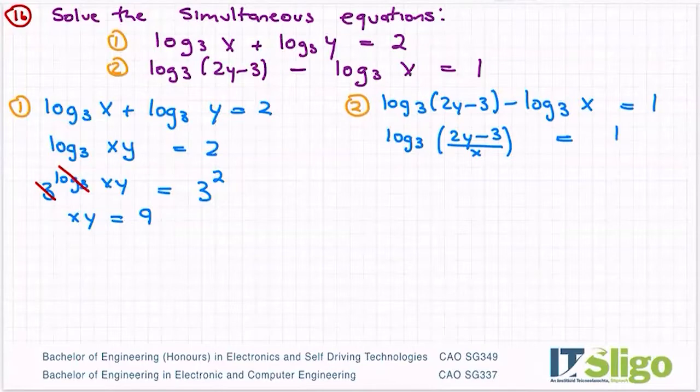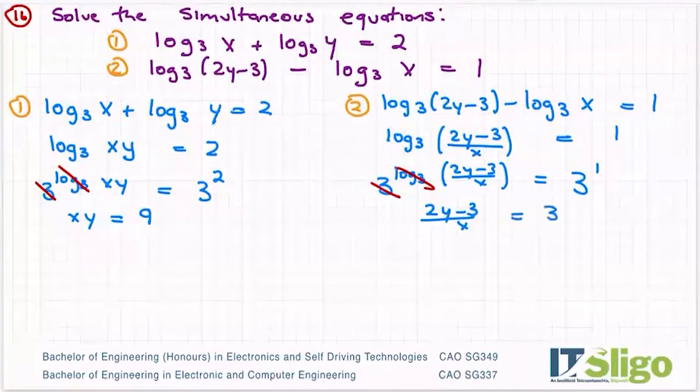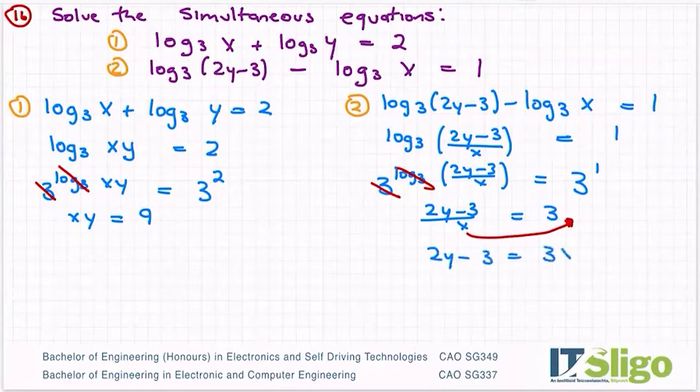Just like we did here, I'm going to raise everything up to base 3 so that this cancels. So let's do that. 3 to the power of log to base 3 of (2y minus 3) over x is equal to 3 to the power of 1. That cancels, and I'm left with (2y minus 3) over x is equal to 3 to the power 1, which is 3. I'll bring x up this side, and change color so you can see what I'm doing, so that I have 2y minus 3 being equal to 3 times x.